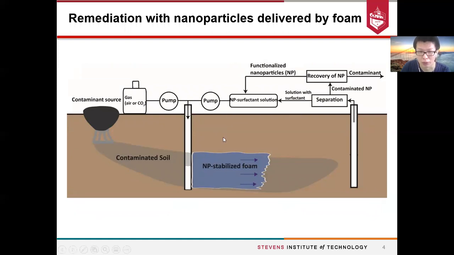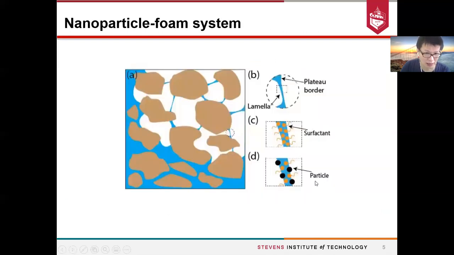When we combine nanoparticles and foam together, the nanoparticles can disperse at the interface of bubbles to increase their stability, so the foam is able to deliver them into a broader and farther area to react with contaminants. This is a conceptual diagram of the nanoparticle foam system. The blue color represents the water phase, the white part represents the gas phase, and the yellow part is the soil.